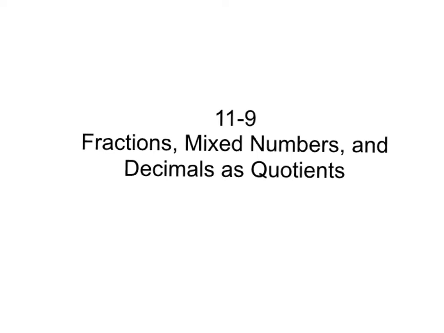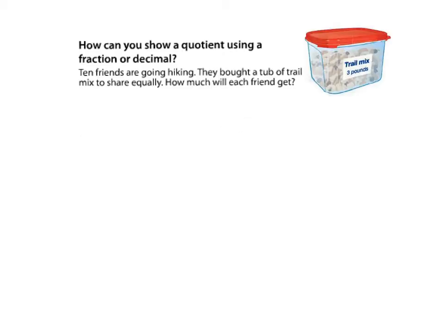All right, guys, here we go with 11.9, fractions, mixed numbers, and decimals as quotients. The question I have for you is, how can you show a quotient using a fraction or a decimal? So we're going to show this both ways, fraction and decimal.